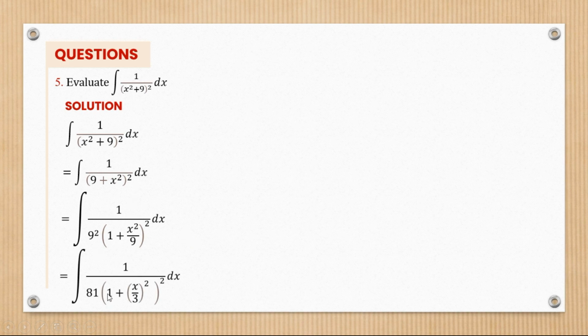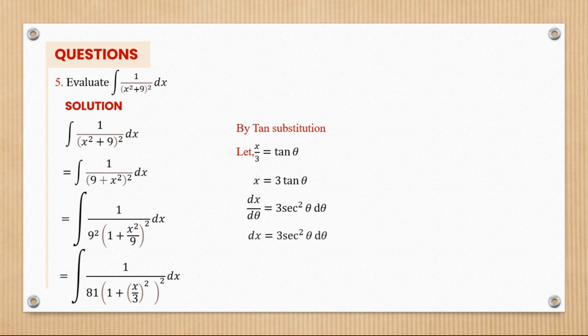Now 9 squared is 81, so we have 81 into 1 plus, now you can say that 9 is the same as 3 squared, so we'll have x over 3, then we'll square this entire group. So this is what we end up having right here. Now by tan substitution, we can see that x over 3, which is the value right here, shall be equal to tan theta. So now x shall be equal to 3 tan theta if we make x the subject. Now when we differentiate that, we'll have dx being equal to 3 sec squared theta d theta. Then if we solve for theta from right here, theta shall be equal to tan inverse of x over 3.